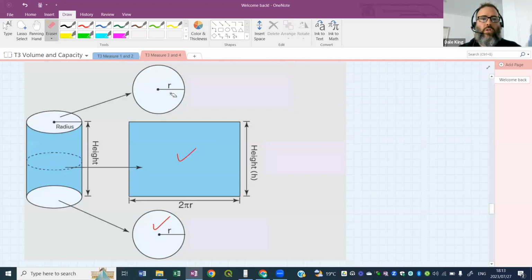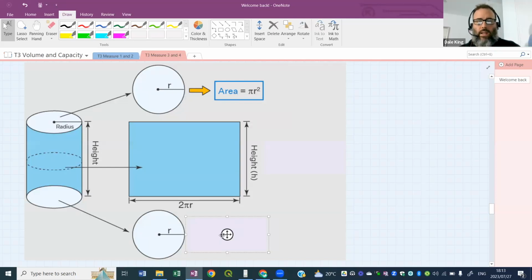Circles are easy. We know the formula for circles. They are pi r squared. The area of that circle is pi r squared, and the area of this circle down here is also pi r squared. So we need 2 pi r squared.